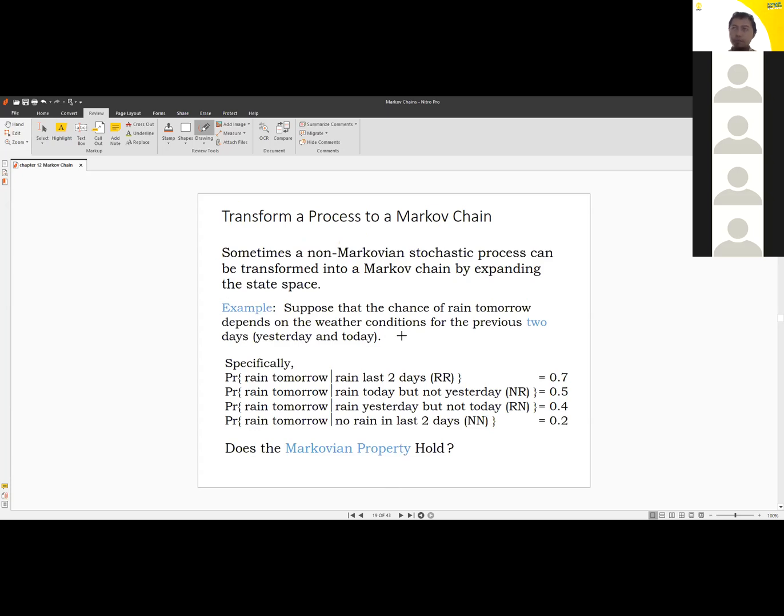Once the state becomes more complex, this kind of process can be converted to a Markov chain. Sometimes a non-Markovian stochastic process can be transformed into a Markov chain by expanding the state space. Expanding the state space means putting in any possible conditions. For example, suppose that the chance of rain tomorrow depends on the weather conditions for the previous 2 days, yesterday and today.